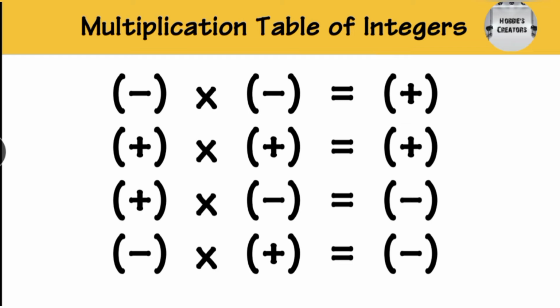This is what we use while multiplying. Minus into minus is plus. Plus into plus is plus. Plus into minus is minus and minus into plus is minus. So if we multiply with the same sign, either plus or minus, we get the answer in plus. If we multiply with different signs, plus and minus, we get the answer in minus, that is, negative.